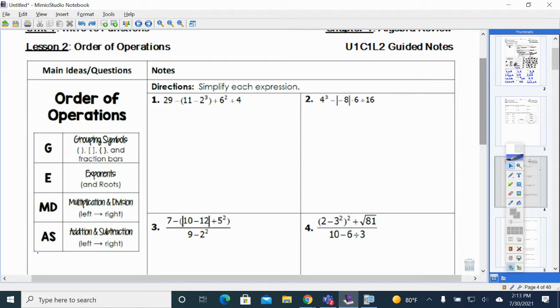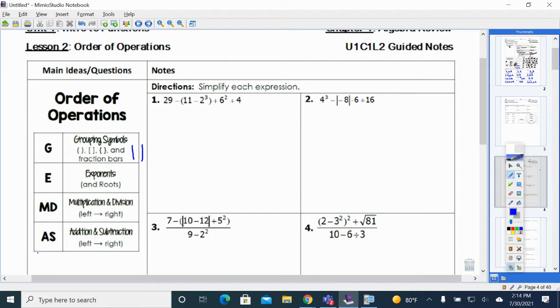You've got parentheses, brackets, braces, and a fraction bar. I do want to add one, which is your absolute value marks. And absolute value marks, if you'll remember, makes the result of the inside positive because it represents distance. Step number 2 in order of operations is exponents and roots. So you might be squaring something, cubing something, you might be cube rooting or square rooting something. So exponents as well as roots is step number 2.